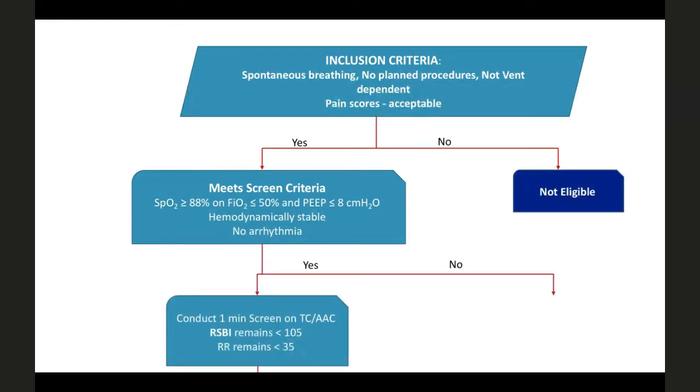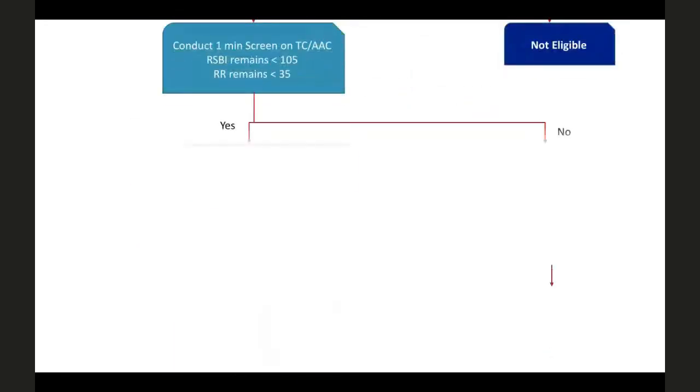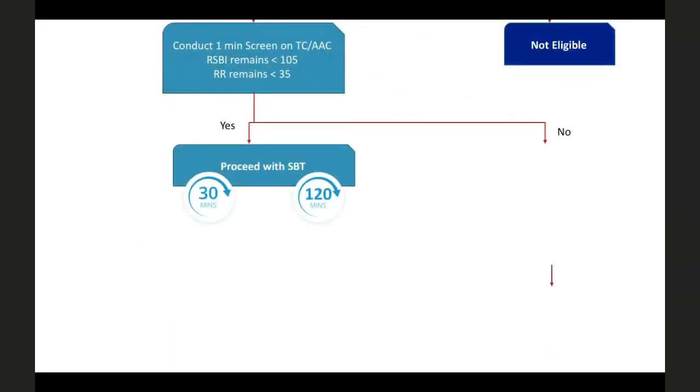If yes, conduct a 1 minute screening for spontaneous breathing trial. Check whether RSBI remains less than 105 and respiratory rate is less than 35. If it clears that 1 minute check, you can proceed with the spontaneous breathing trial for a minimum period of 30 minutes to a maximum period of 120 minutes, or 2 hours.